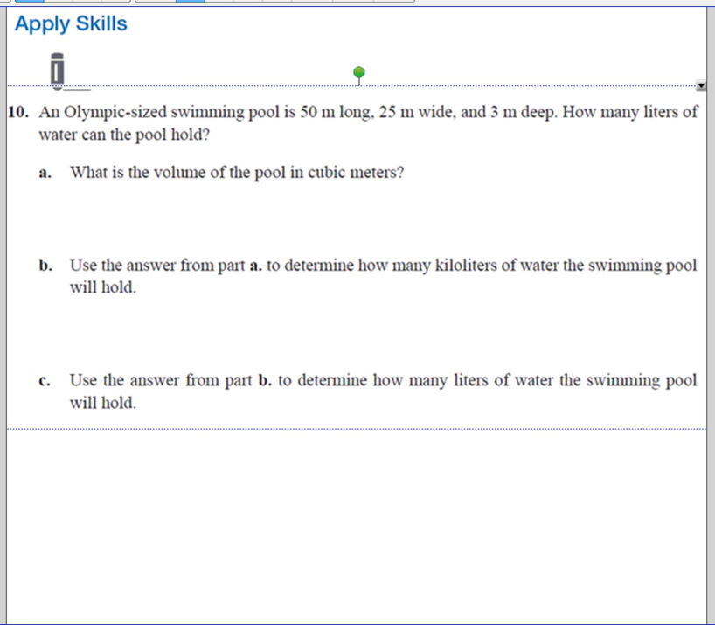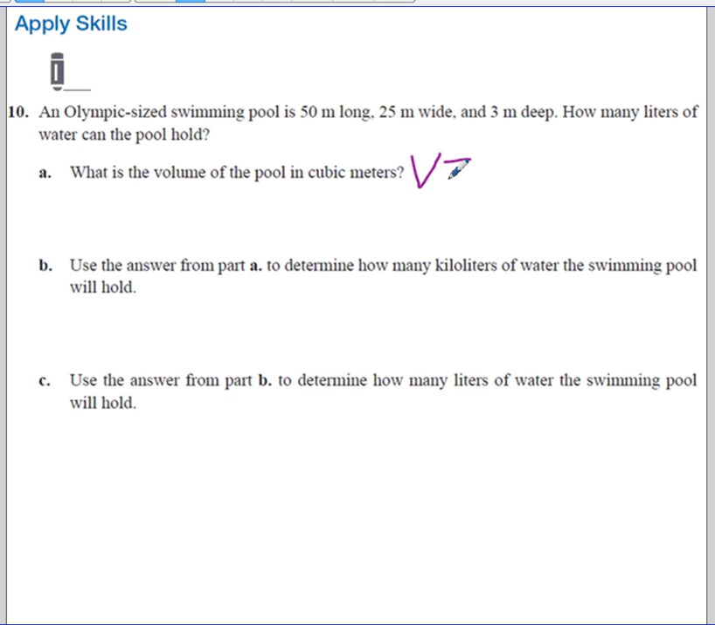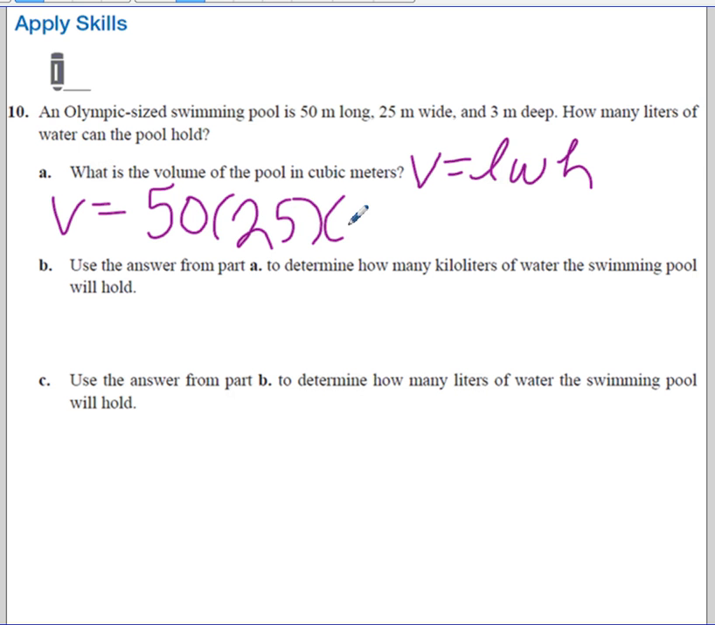Okay, the first one we have is an Olympic-sized pool. It's 50 meters long and 25 meters wide and 3 meters deep, and it asks us how many liters of water the pool can hold. So first, to solve that problem, we're looking at the volume. We know volume is length times width times height. So we're multiplying our 50 times our 25 times our 3. And if we do that, we get 3,750 cubic meters.